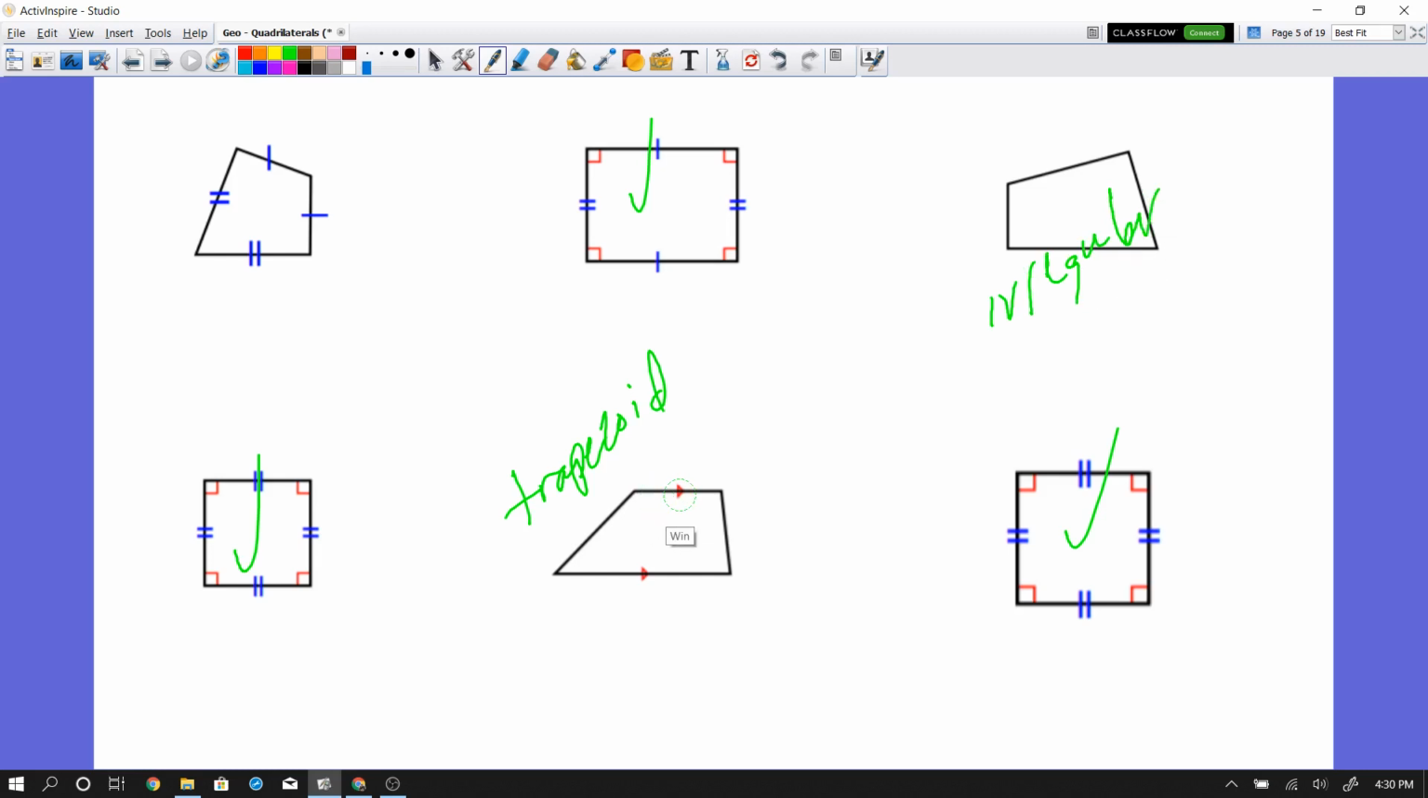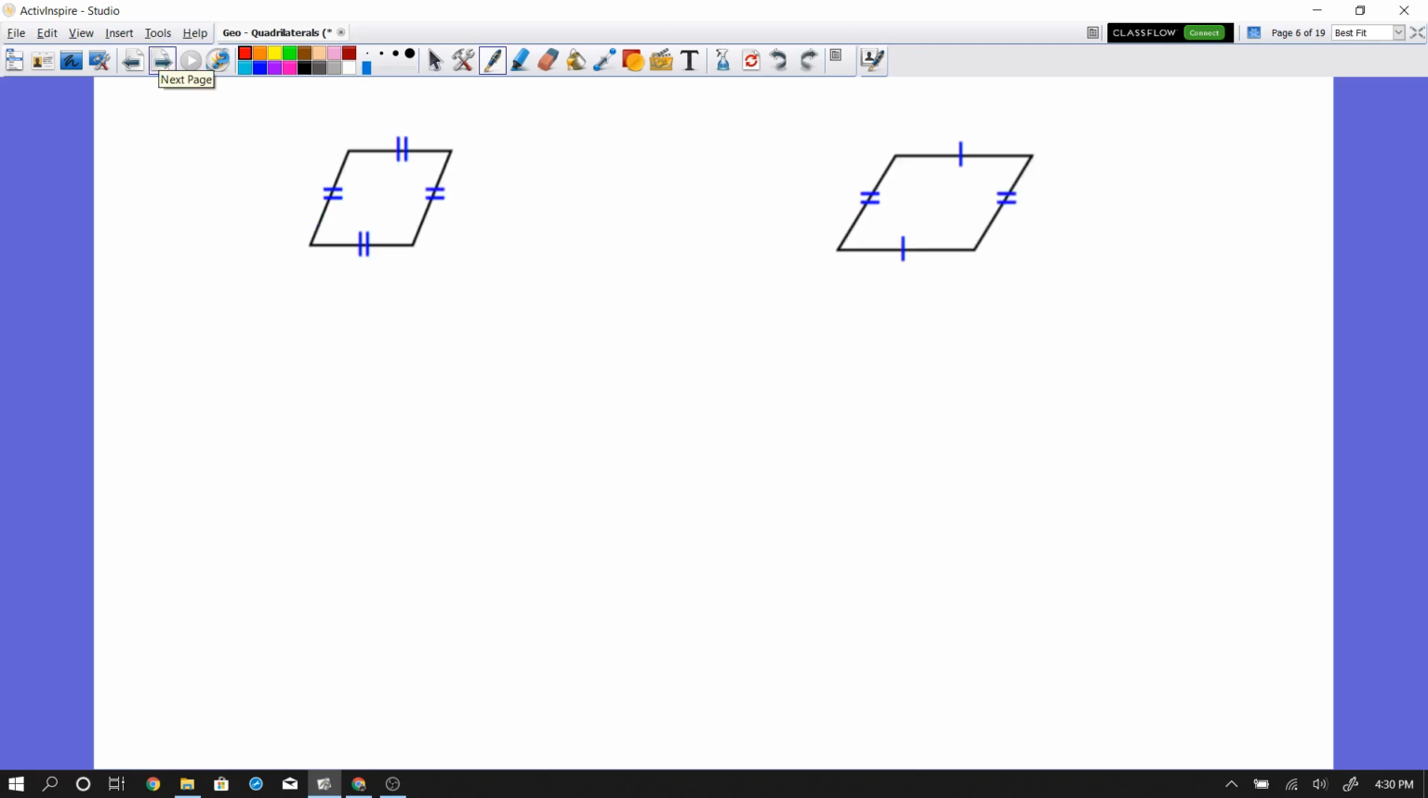Trapezoid, these little triangles right here, they mean that those sides are parallel. All right, those are called the bases, and then the things on the side are called the legs. The distance in between bases on any shape is always going to be its height.